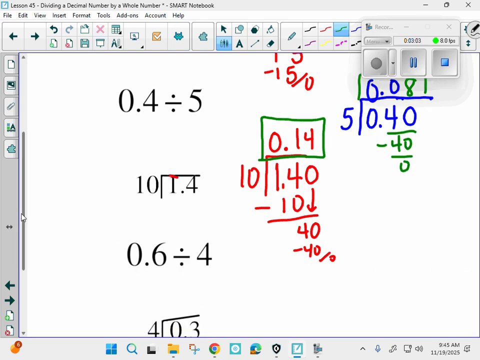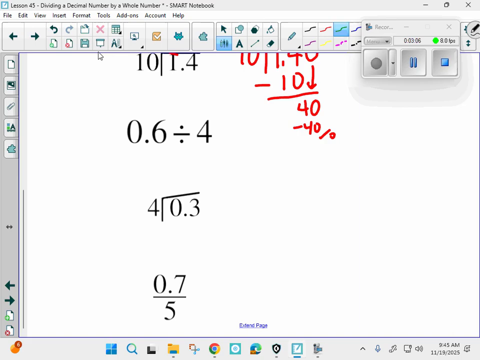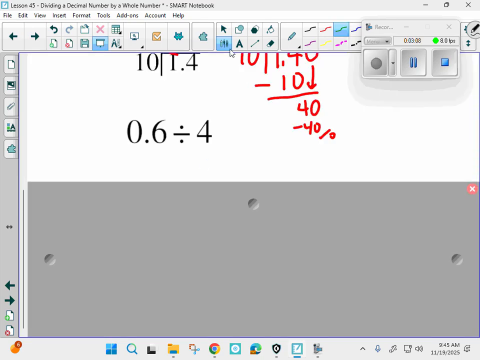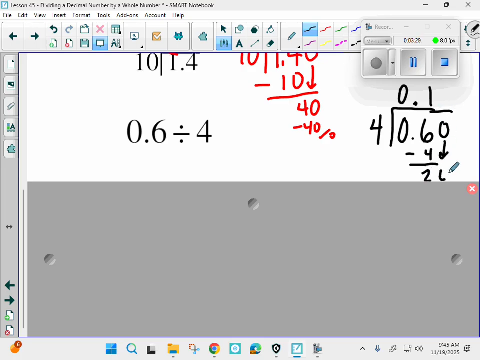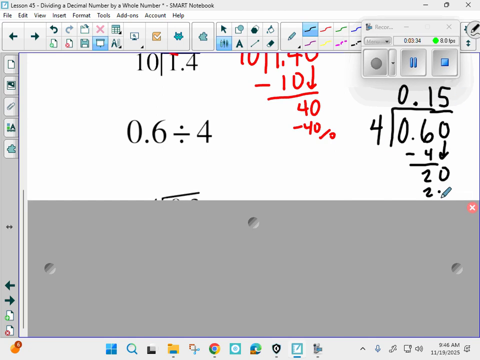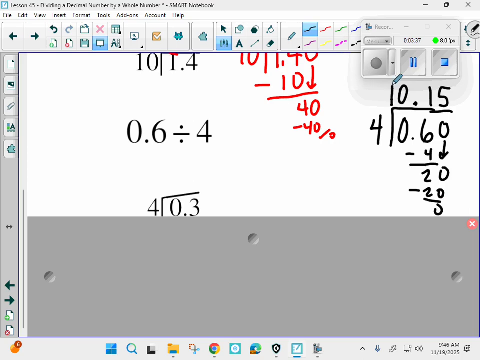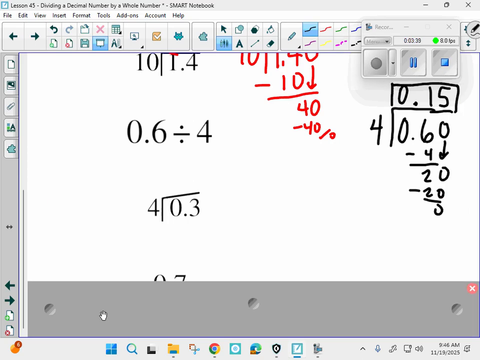All right, I've got 0.6 divided by 4. 4 doesn't go into 0, so I'm going to put a 0 here. I move the decimal straight up, and then 4 goes into 6 1 time. Subtract 4. That gives me a 2. I'm going to add a 0 onto here. Pull it down. 4 goes into 20 5 times. And 5 times 4 is 20, so I'm down to that 0. And I have my 0.15. So the decimal just moves straight up.